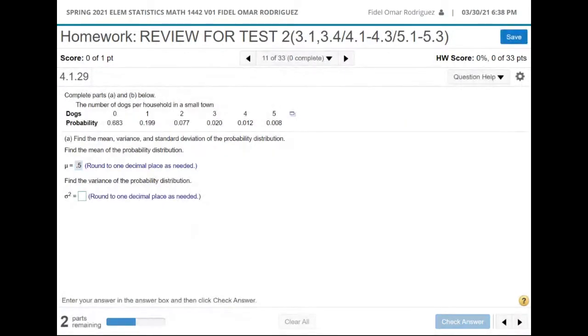Awesome. Now the second thing is asking me for the variance. If you remember, on my calculator it had the little sigma with the x, and I came up with 0.91, and it's asking me to 1 decimal place.